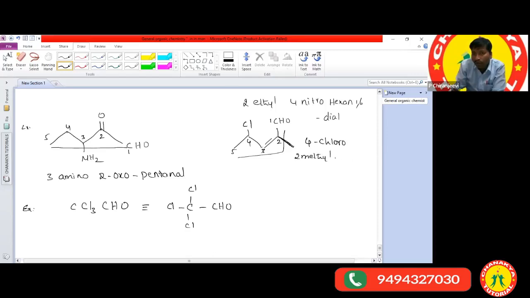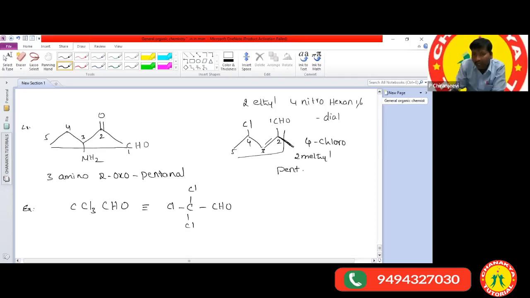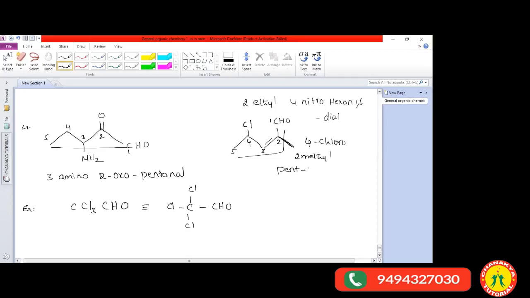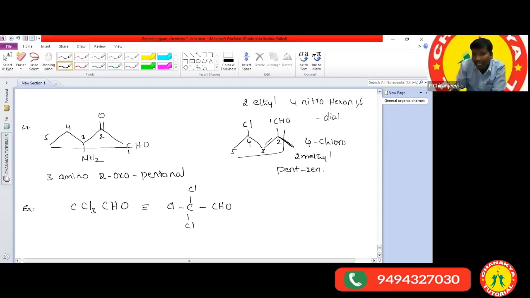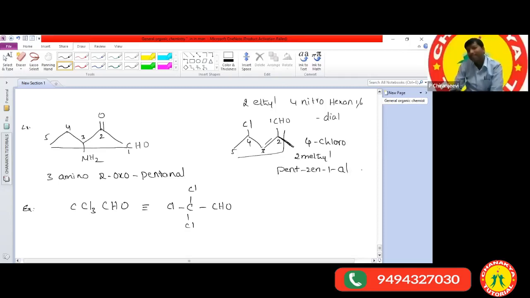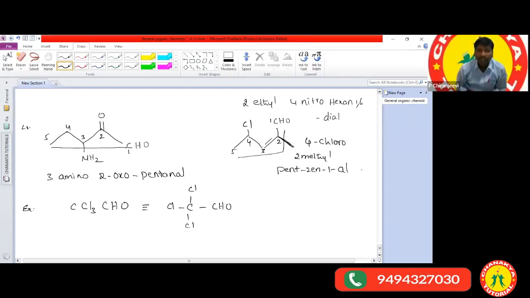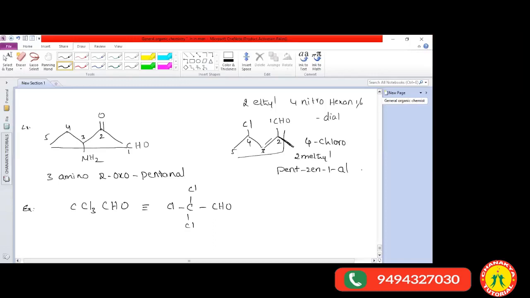Now you tell me, what is the root word? Pentene. Which one, 2 ene or 3 ene? 2 ene. You have to give the least number. So 2 ene, 1 al. Now you got the clarity. Next, Anjan. Correct now. Samhita, very good. Anjan, what is the answer for the last one?